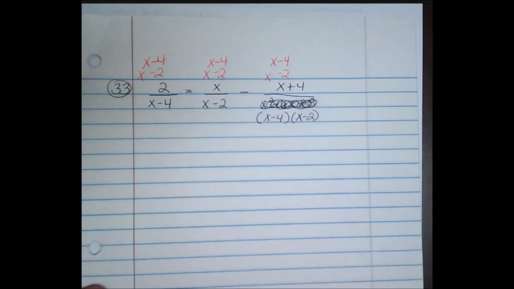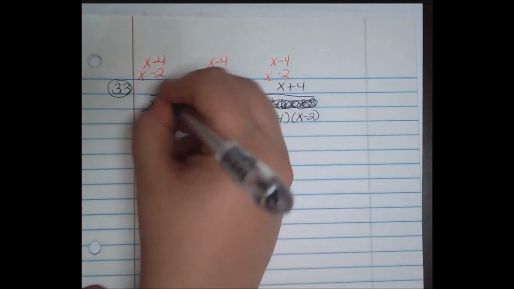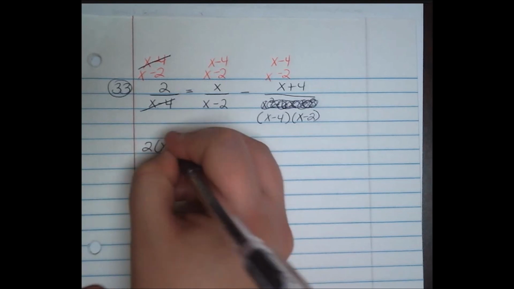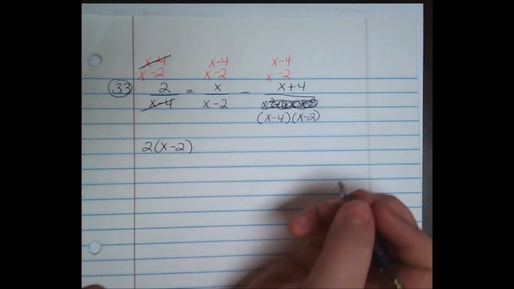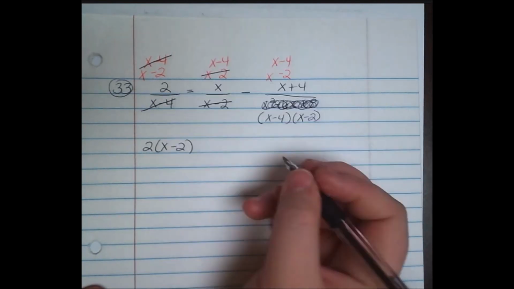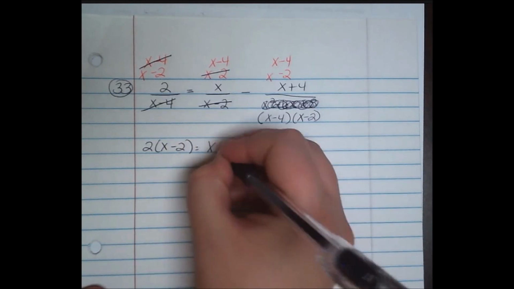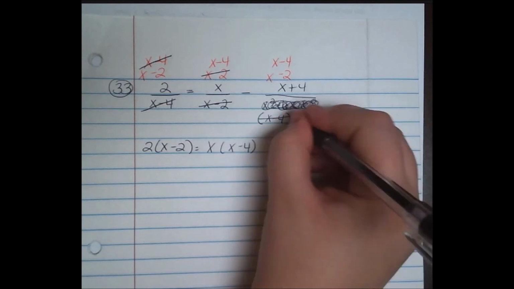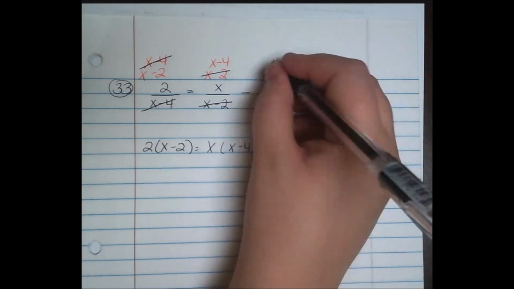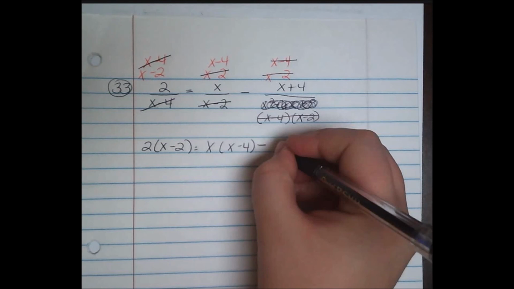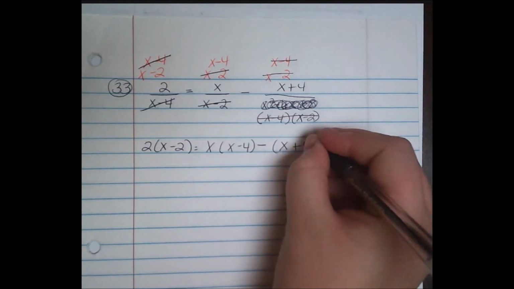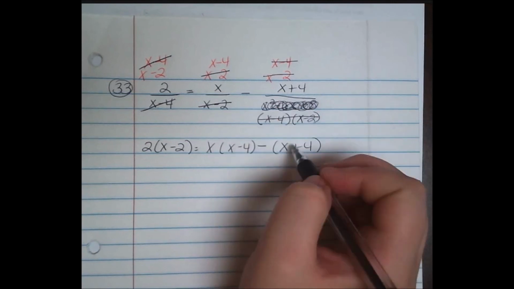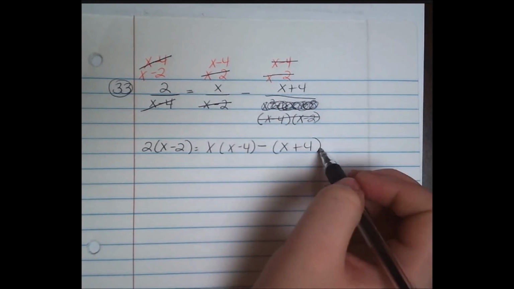So my x minus 4's cancel to give me 2 times x minus 2. My x minus 2's cancel, which gives me x times x minus 4. And then all of this hot mess is going to cancel with all of that hot mess, leaving you with minus x plus 4. Guys, remember I told you if you bring down two terms at the same time, you have to put it in parentheses.